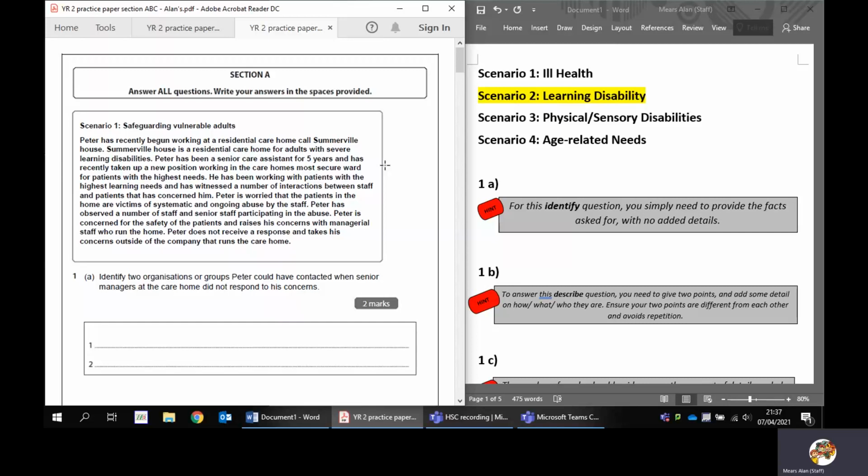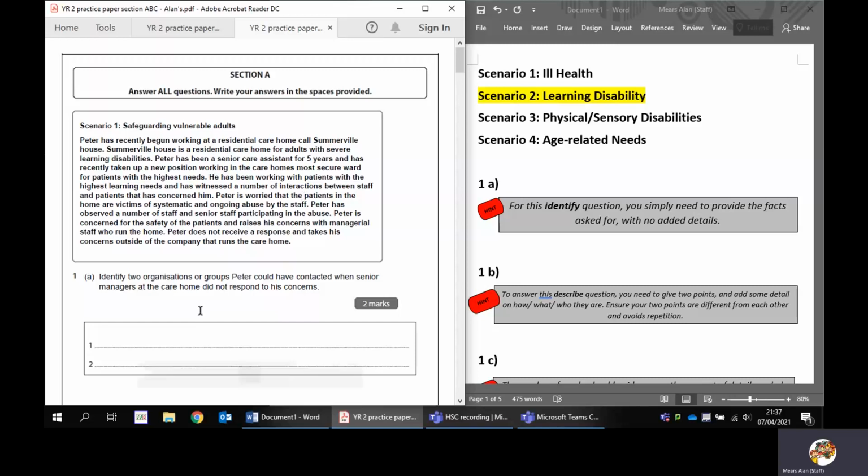So this is all about whistleblowing complaints. And if it sounds familiar, this is based on the Winterbourne View case study that gets used quite frequently as part of care values. So let's take a look at our questions.